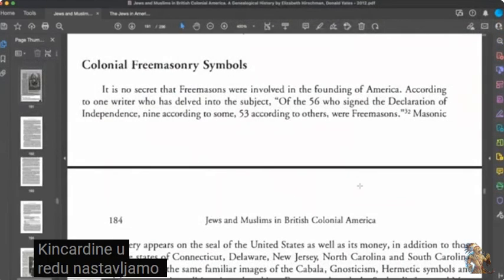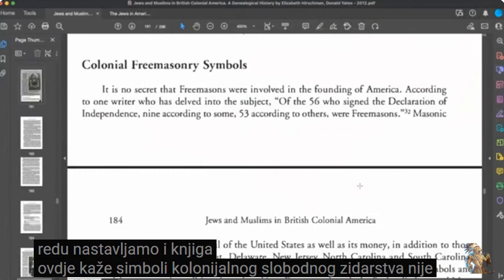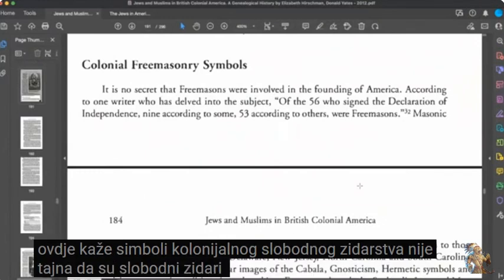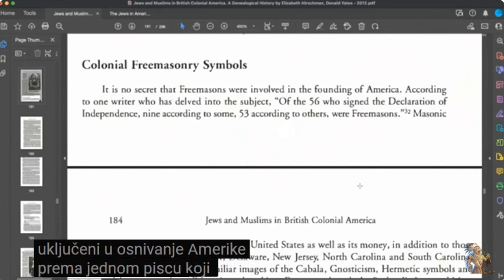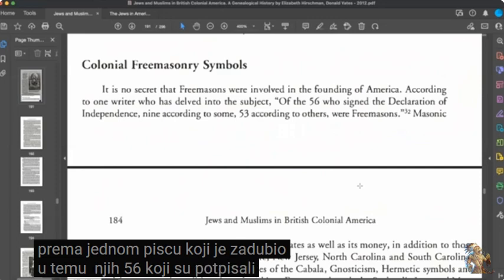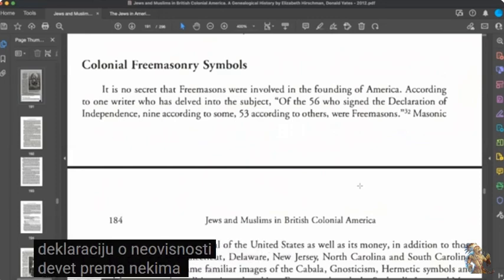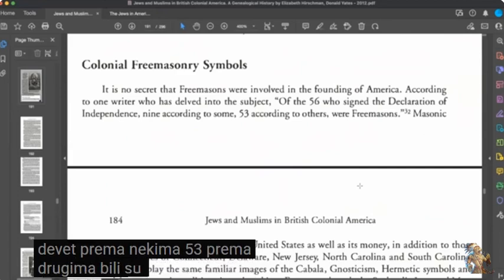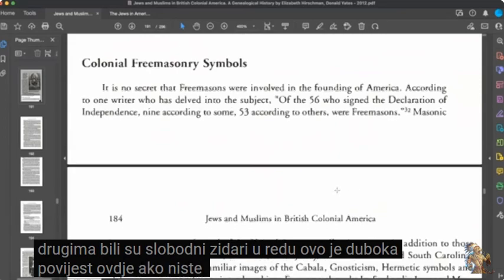All right, we continue. In the book, it says here, colonial Freemasonry symbols. It is no secret that Freemasons were involved in the founding of America. According to one writer who has delved into the subject, of the 56 who signed the Declaration of Independence, 9, according to some, 53, according to others, were Freemasons. Okay? This is deep history right here, if you didn't know.